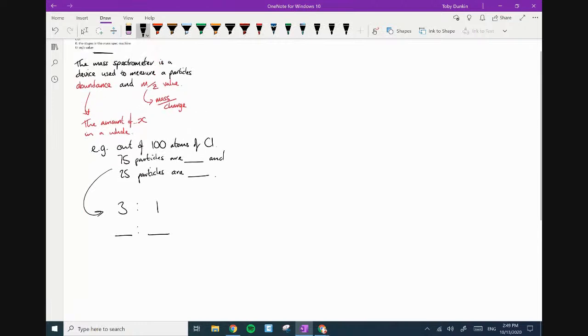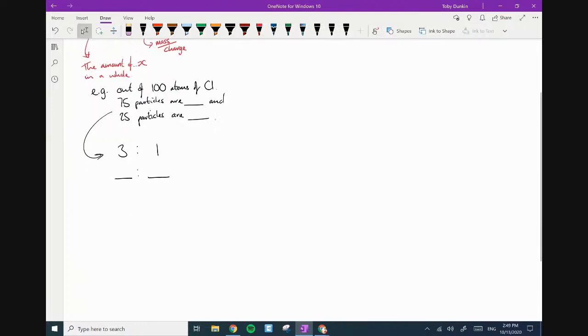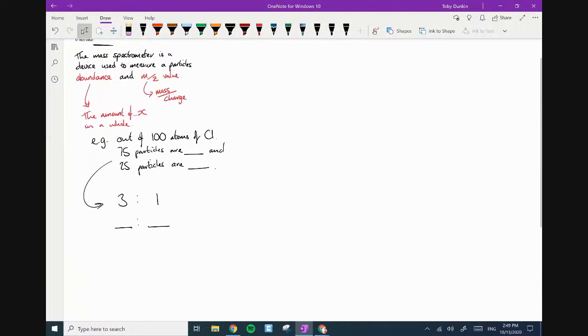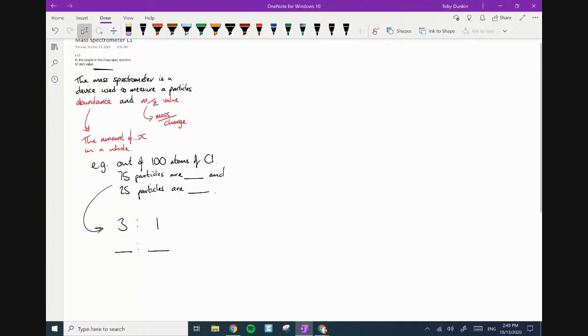Okay, so abundance. Now, the m over z charge I will talk about in the context of the mass spectrometer. It'll make more sense.